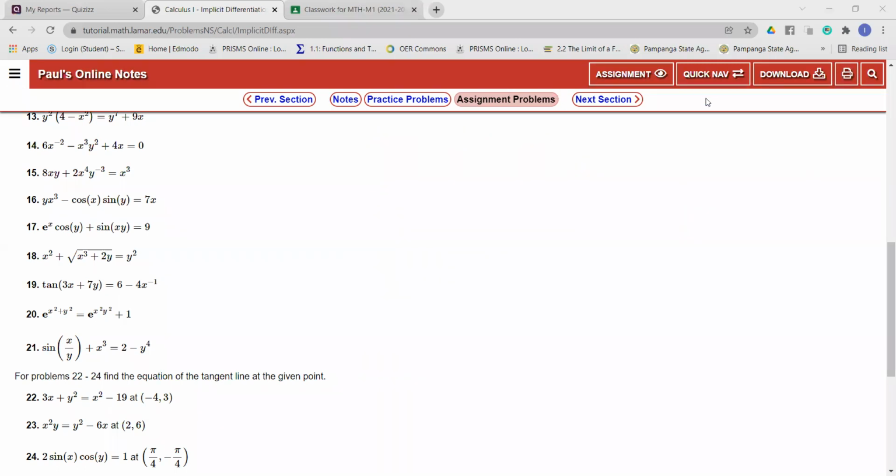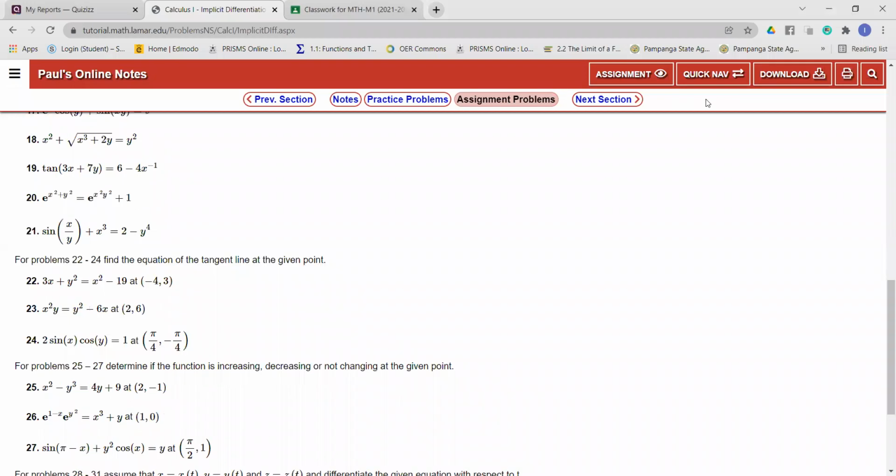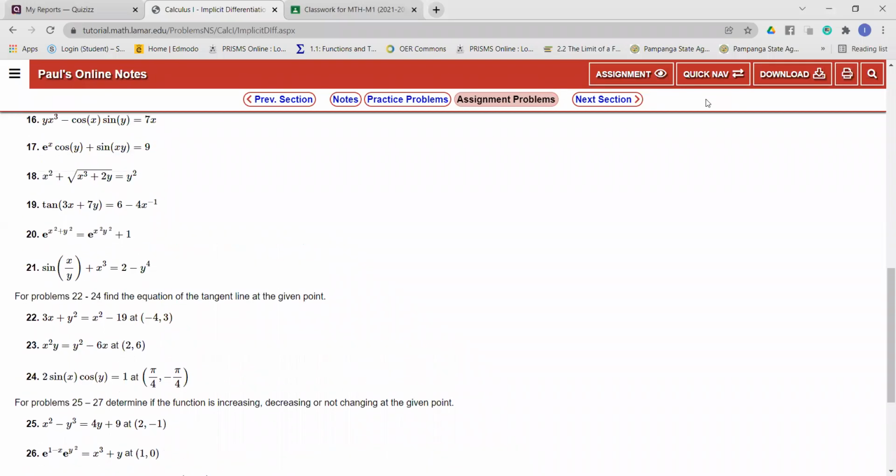Okay, let's have some exercises dito sa find the equation of the tangent line at a given point, no? So, tingnan natin number 23. Number 23. So, given na yung point. So, hanapin na lang natin yung slope. So, the equation of the slope is by performing implicit differentiation for this one. Okay, so ang ating expression ay 3x plus y squared equals x squared minus 19.